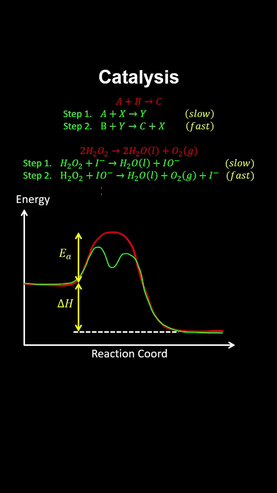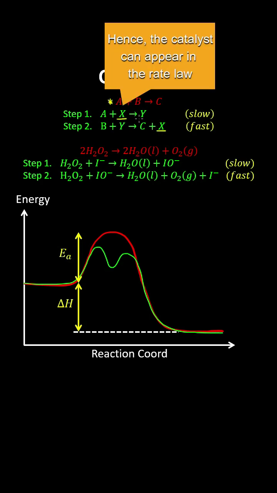A catalyst can increase the rate of a reaction by increasing the number of effective collisions and also providing a reaction path with a lower activation energy. So for example, in this reaction, the catalyst is consumed in a rate-limiting step and regenerated in a subsequent step, whereas the intermediate Y is produced in the slow step.